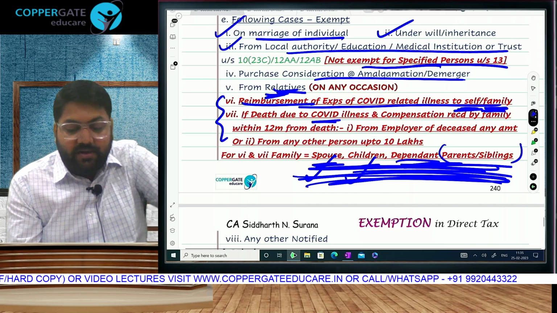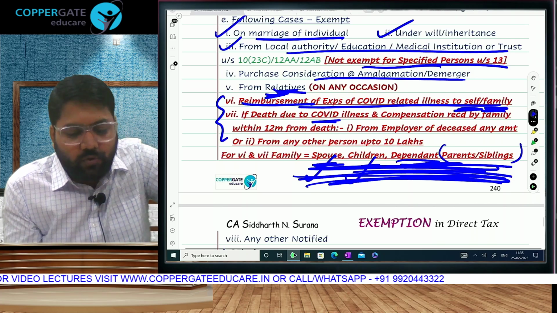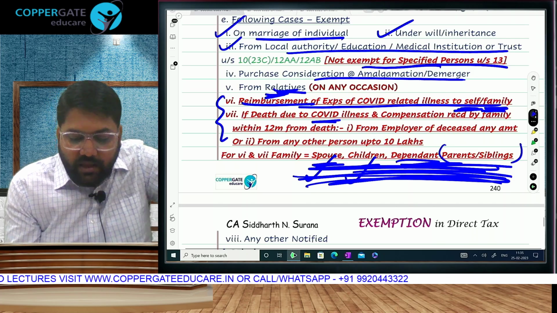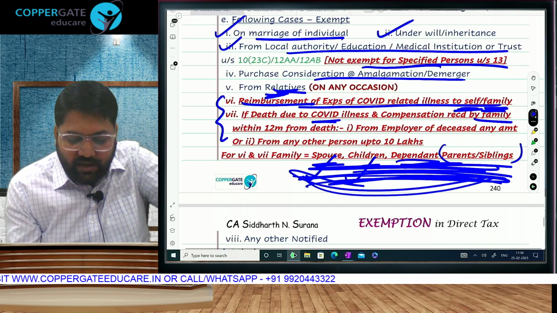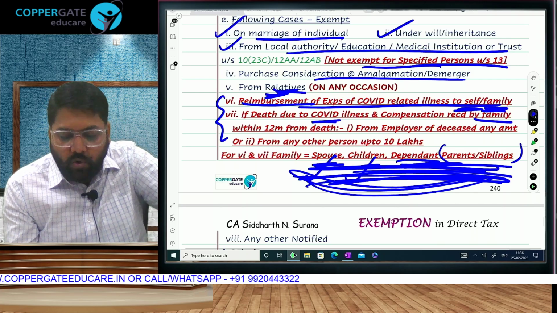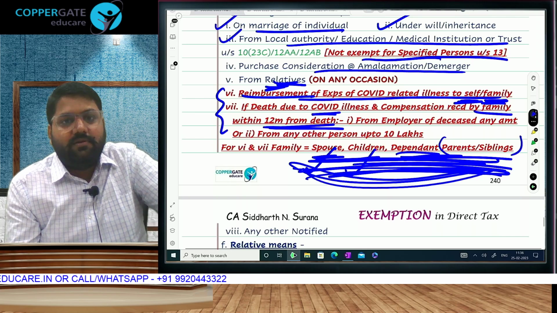And supposing anybody has died due to COVID, obviously this time the person will not get the money. The family will receive money. So they are the ones who can receive money. Any death due to COVID and family has received money when? Within 12 months from death.